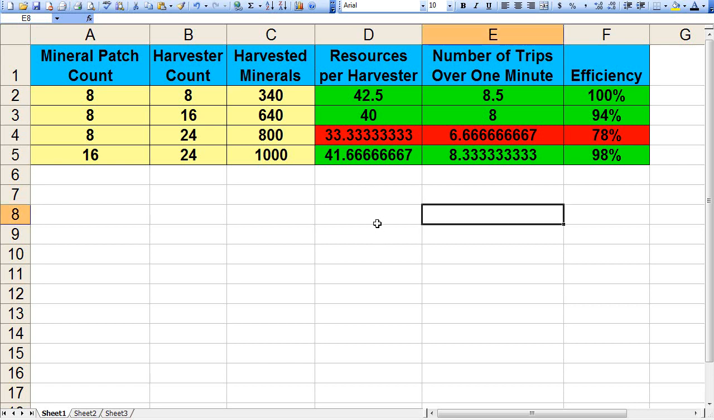Hello everyone, this is Crota giving you another look behind the numbers of StarCraft 2. In this look behind the numbers, we're going to be focusing on minerals and mineral collection rates.